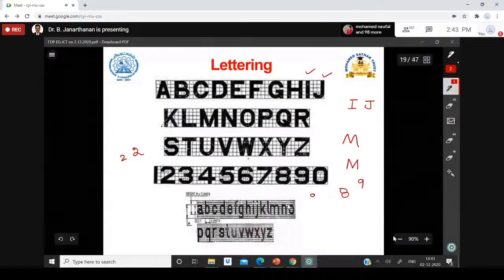And similarly for the lowercase letters, these are the lettering styles and dimensions also. There are standards, what is the height to width ratio to be followed, all these you can find from the standards.